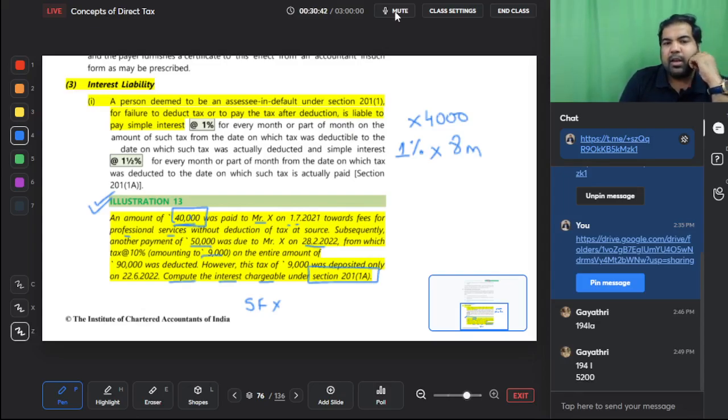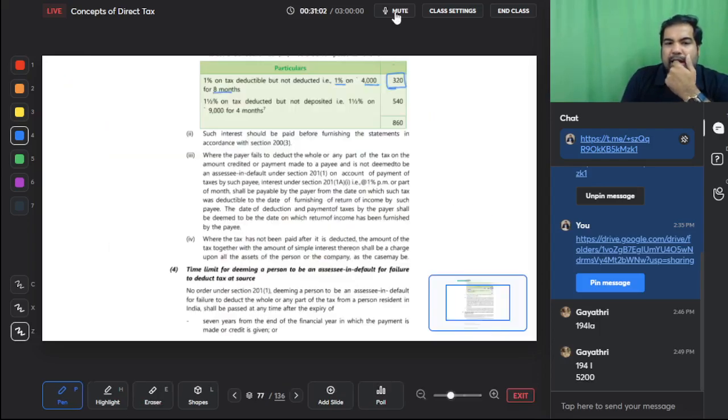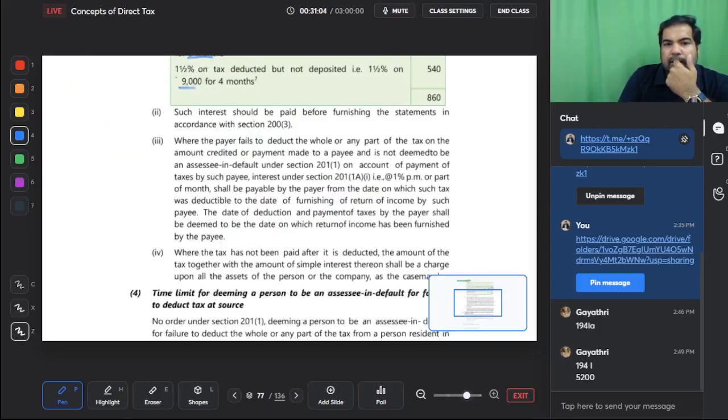9,000 was deducted in February but paid only in June. So again there is a delay. That will be 1.5%. You should have paid by March, but you paid it in June. So March, April, May and June, 4 months, and the shortfall is this time 9,000. So that is the calculation. 9,000 for 4 months into 1.5%. So these two are the interest amounts.